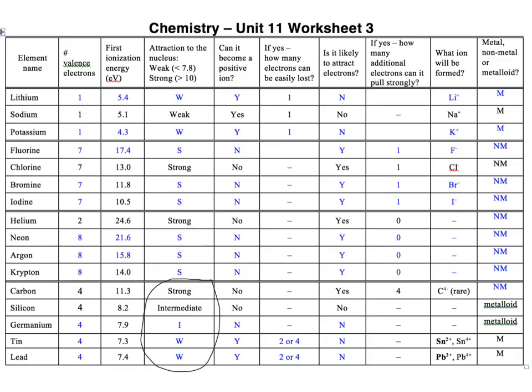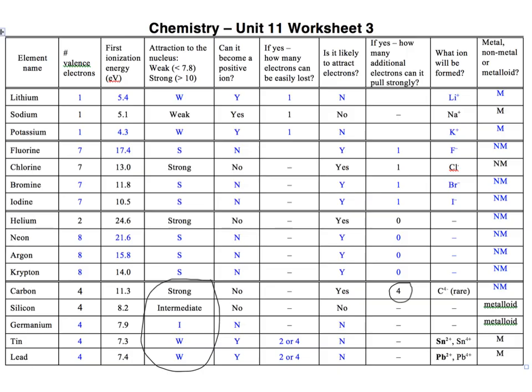Here the attraction for electrons ranges from strong for carbon, to intermediate for silicon and germanium, to weak for tin and lead. Carbon, which has room for 4 more valence electrons, could attract as many as 4, forming a -4 ion, although this is very rare. You only find it in compounds like tungsten carbide, W2C.